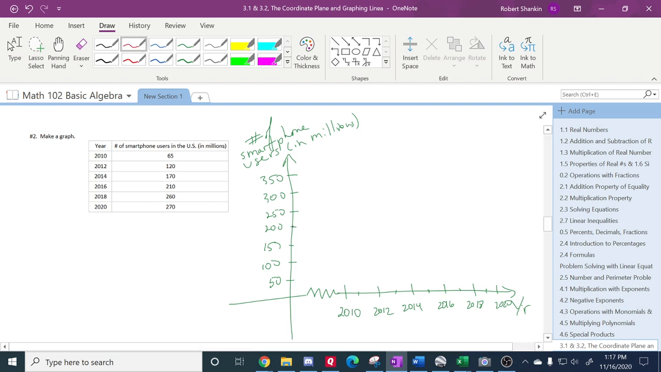Okay, and then I'll make in the year 2010 there were 65 million. 2012 is 120. 2014, 170. 2016, 210. 2018, 260. 2020, 270.